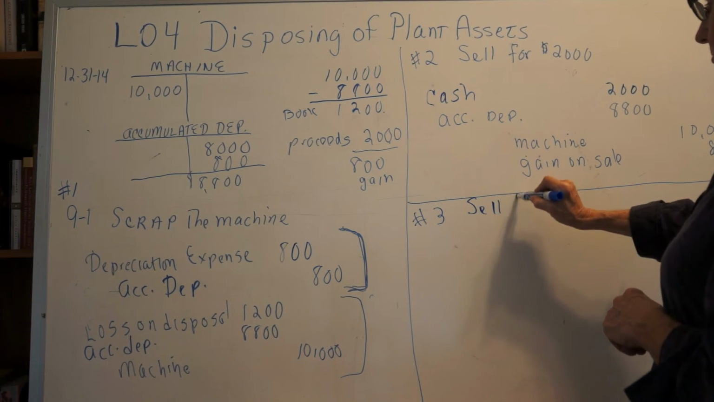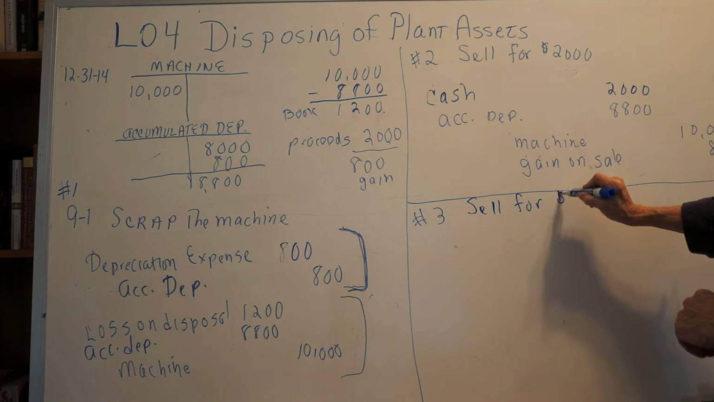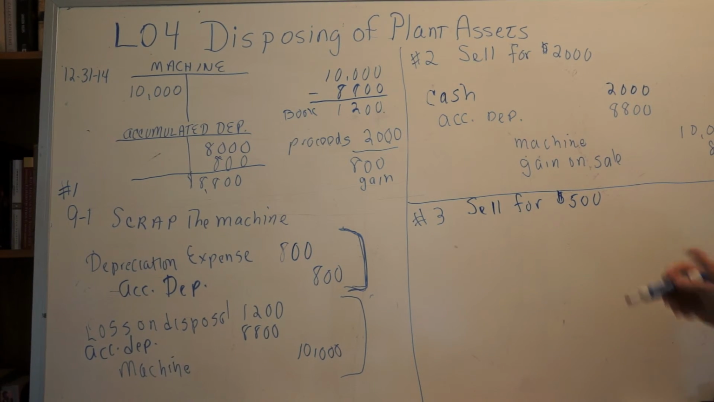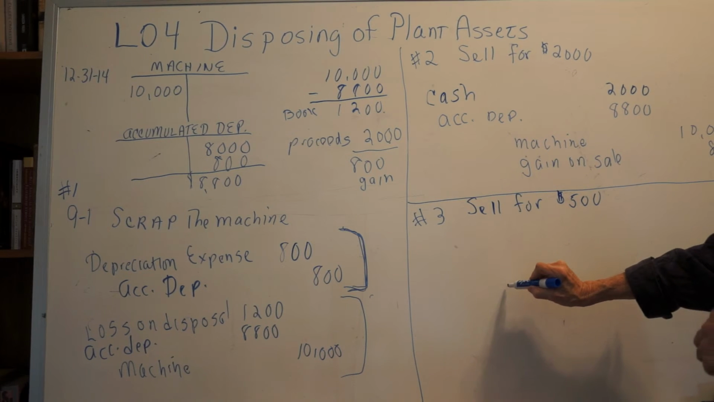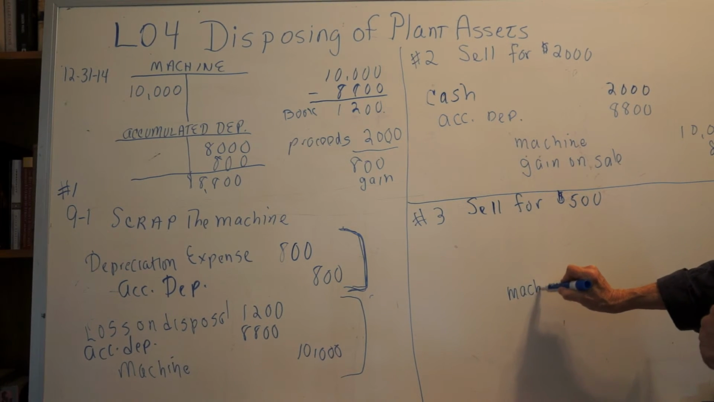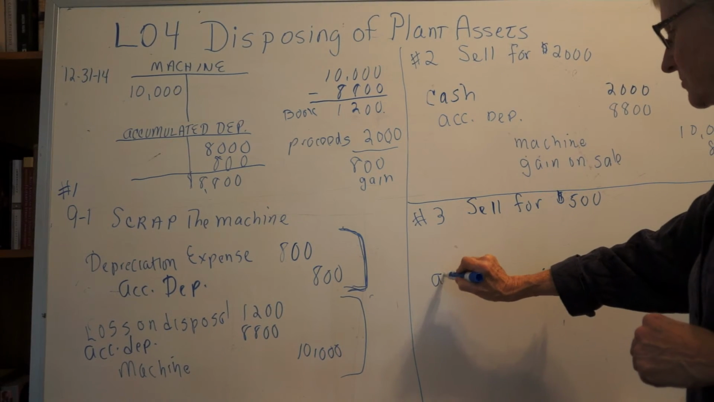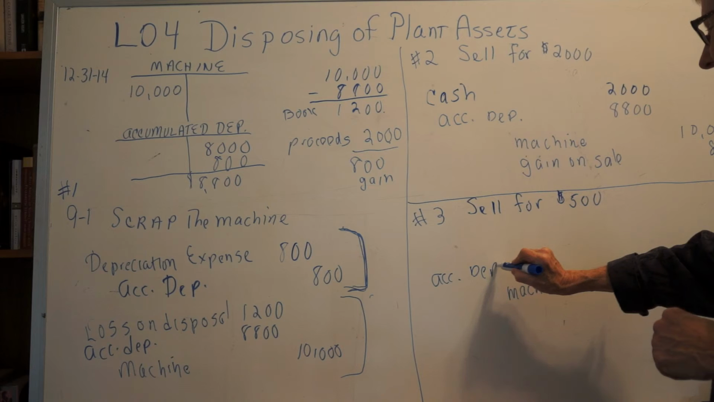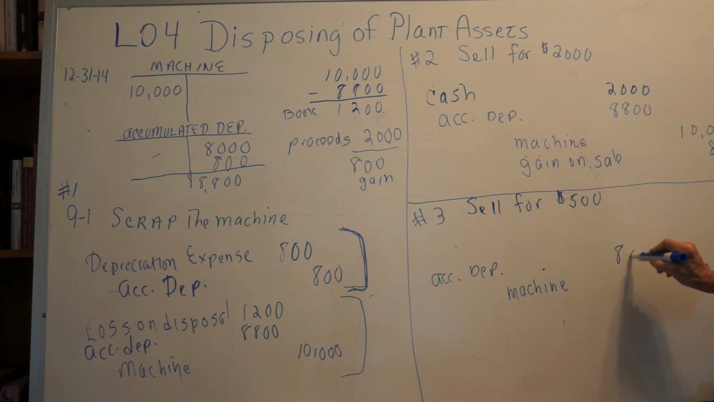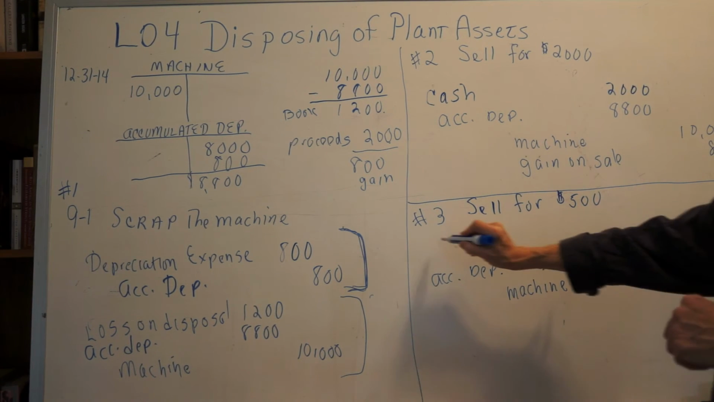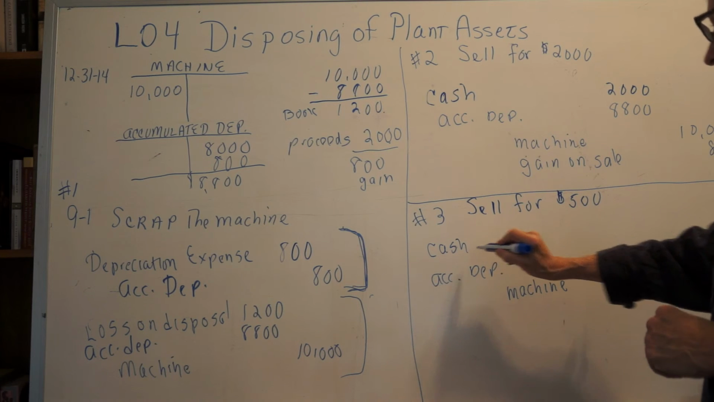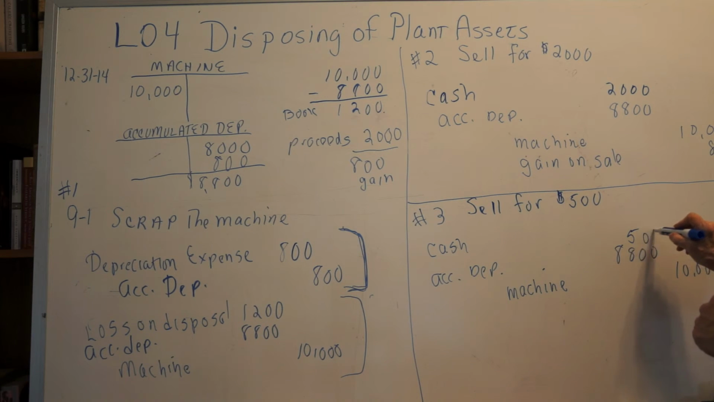You can see this isn't going to be quite as happy a story. But it's basically the same entry. You take the machine off for the $10,000. Sorry if this gets a little repetitive. Do the accumulated depreciation that we have updated to the date of the sale for $8,800. Record the cash of $500.